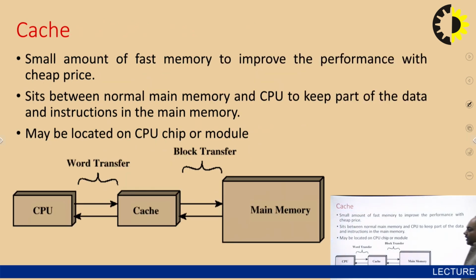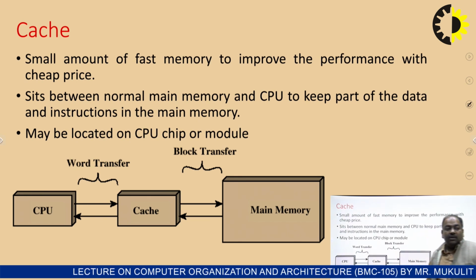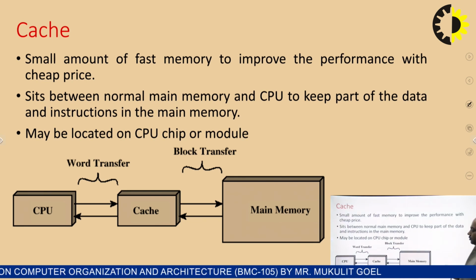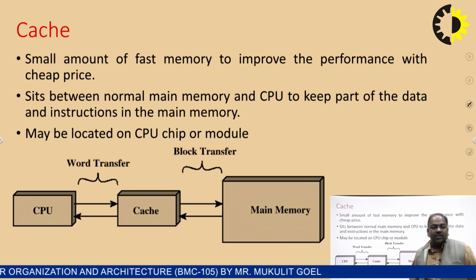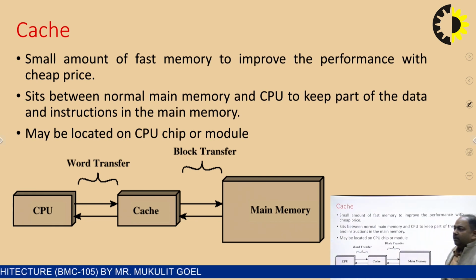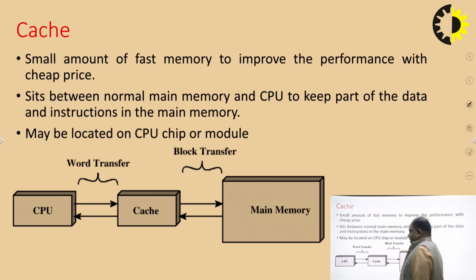Next is the cache memory. It is another type of memory which is placed between the CPU and the main memory, and it is the smallest size of memory which increases the performance. It helps in the transfer of data from the CPU to the main memory. And there are two types of transfers executed through cache. One is word transfer, when it is from the CPU to cache, and another is block transfer, when the cache is transferring to the main memory or the main memory is transferring the data to the cache memory.